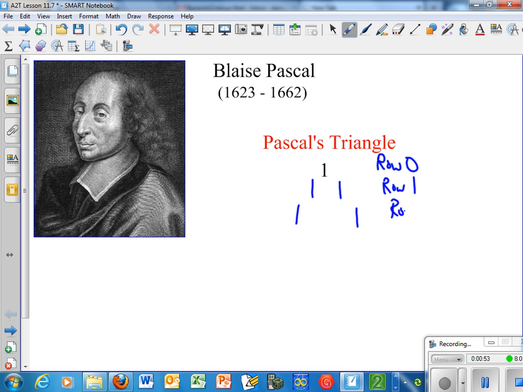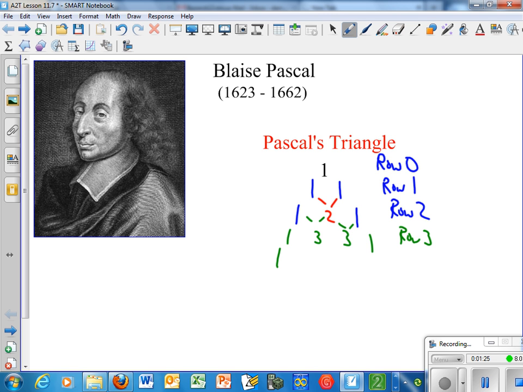So in row 2, to find one more number, there will be 3 numbers in this row. You take a look at the 2 numbers right above it, a 1 and a 1, and you add them together, so it's a 2 in that spot. The next row starts with a 1 and ends with a 1. Now I add these 2 numbers, that would be a 3. I add these 2 numbers, that would be a 3. So in row 3, it's 1, 3, 3, 1.